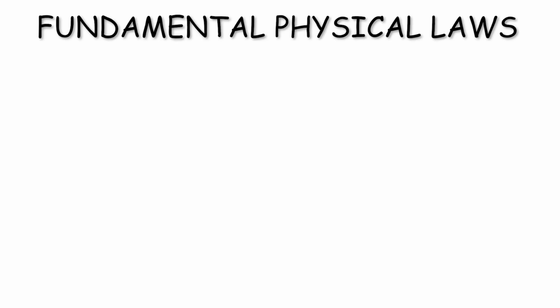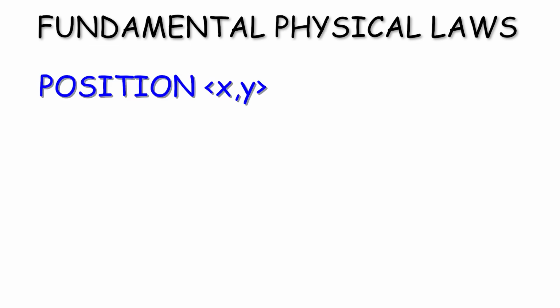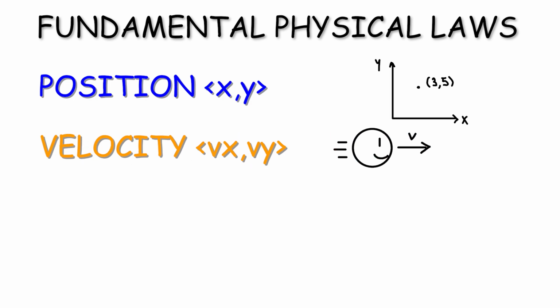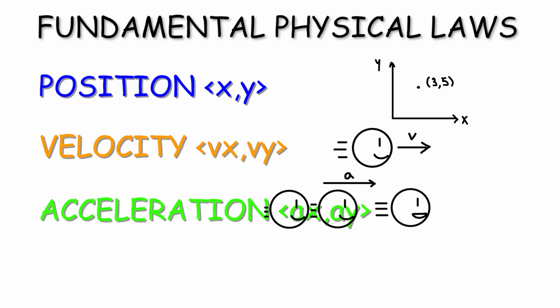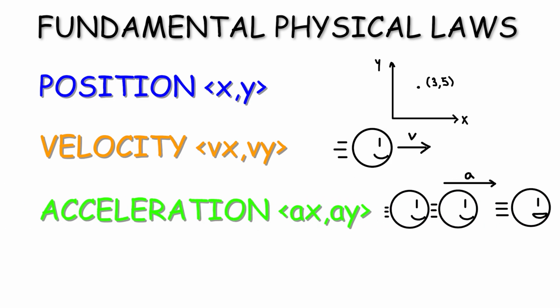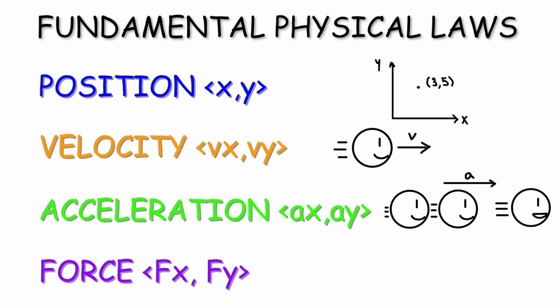Before we can actually dive in and implement orbital physics, we first have to understand some fundamental physical laws. Thanks to Newton here, we can model most moving objects with four basic properties: position, where the object is in space; velocity, how fast and in what direction the object is moving, often represented with a vector; acceleration, how fast and in what direction the velocity is changing, which is also a vector; and finally, force, which is the physical influence that causes an object to accelerate.